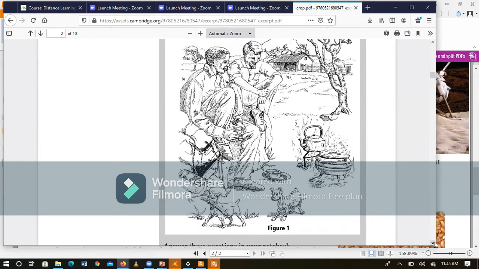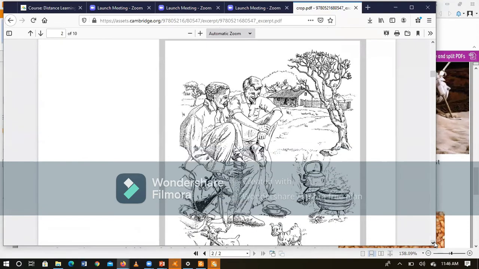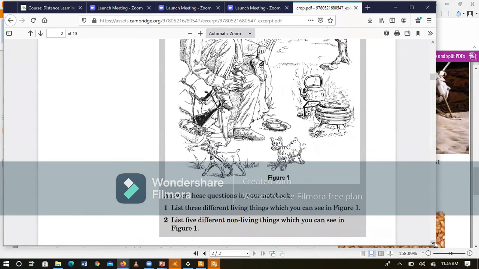So, Cindy, this is the question. I can see a dog, a human. Precisely, well done. So there is a dog, a human being, and a tree. Those are the 3 living things on the diagram. And then the next one says, list 5 different non-living things which you can see in Fig 1.